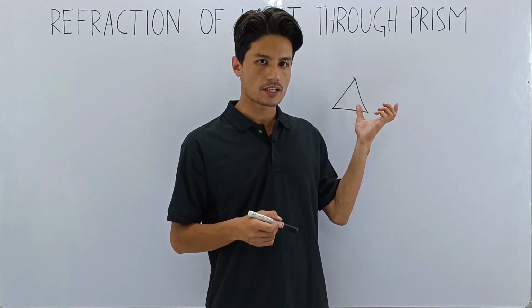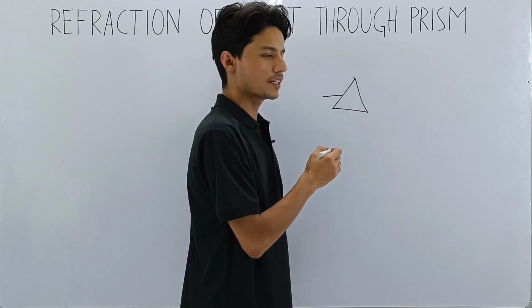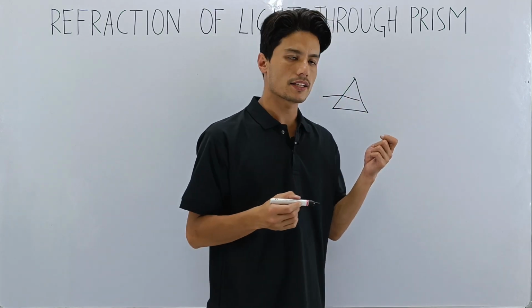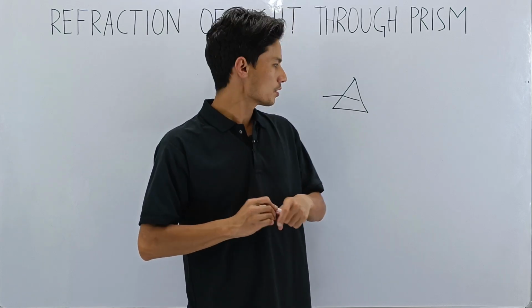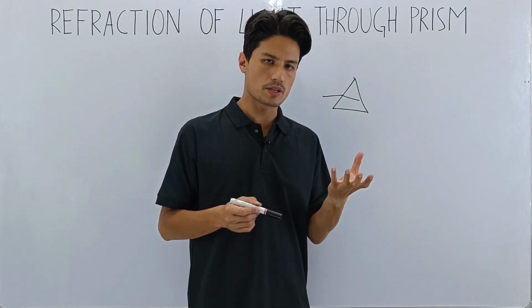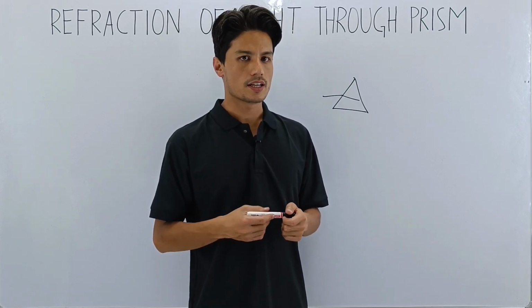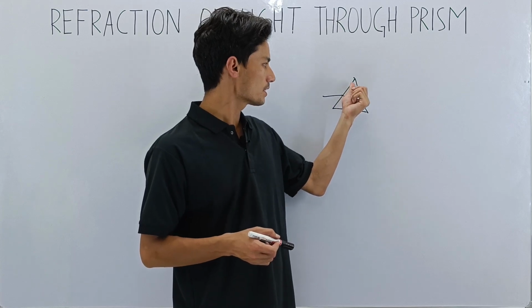In today's topic, we will be using this prism to study refraction of light. That means bending of light. How bending of light actually takes place in a prism. Prisms are transparent because they are made from either glass or plastic, and then the incident ray is made to fall on this inclined surface.